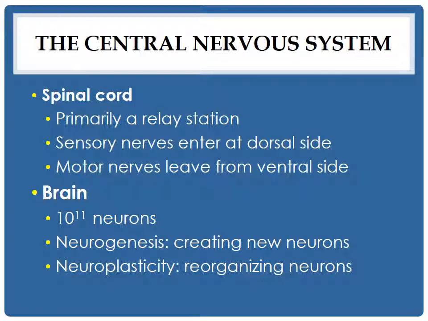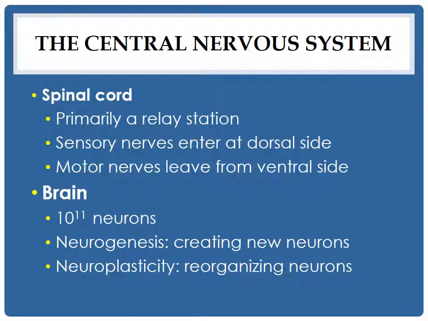Then your brain has an incredible number of neurons. 10 to the 11th is 100 billion. These all have thousands of connections. They all make thousands of connections to other neurons, thousands of synapses per neuron. Neurogenesis is creating new neurons, which you do throughout your life in specific parts of the brain, the hippocampus and the subventricular zone. We'll talk about those specific parts of the brain in a bit over the next few slides.